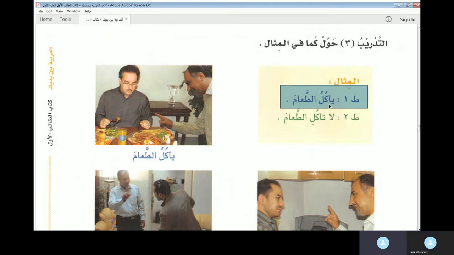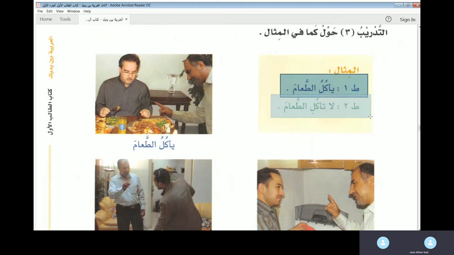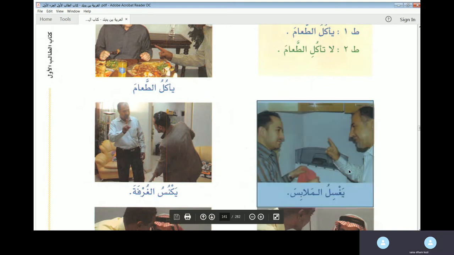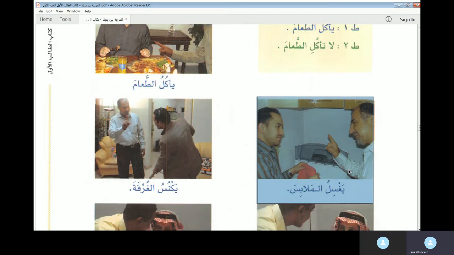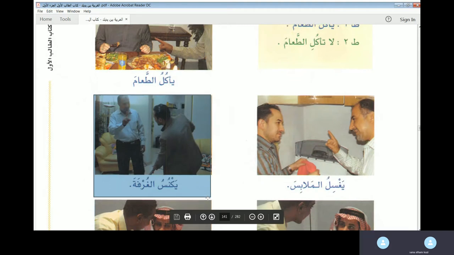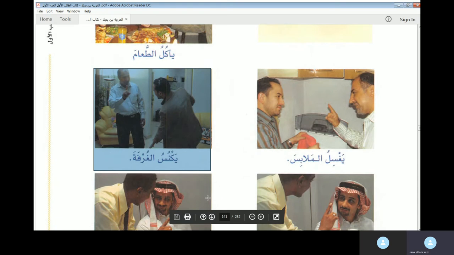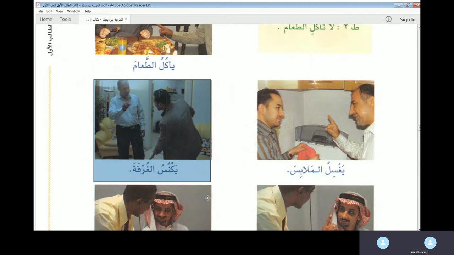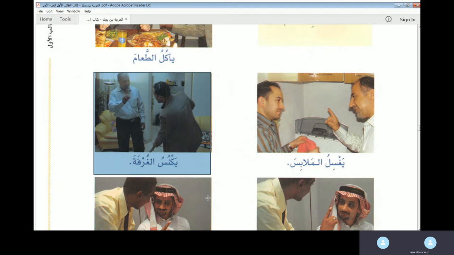He is eating food. لا تأكل الطعام. Do not eat the food. يغسل الملابس. He is washing the clothes. The other person is saying لا تغسل الملابس. Do not wash the clothes. يكنس الغرفة. He is sweeping the room. لا تكنس الغرفة. Do not sweep the room.